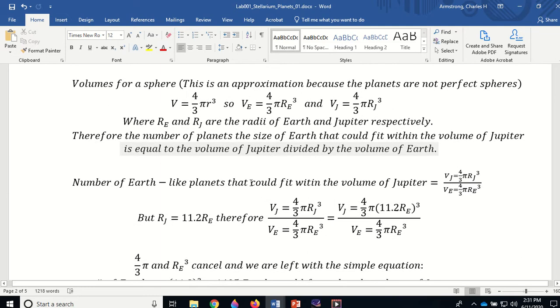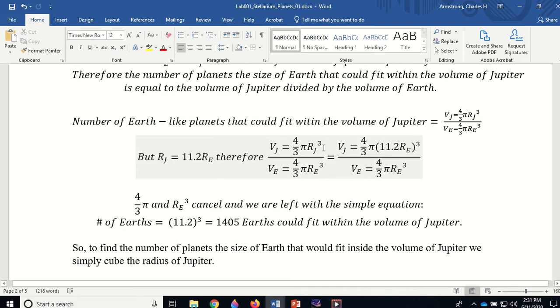You simply take the volume of Jupiter, and you can approximate Jupiter's volume by using the equation for a sphere. It's not a perfect sphere, but we don't want to get that mathematically involved. All right, so all you simply do is take the volume of Jupiter and divide it by the volume of the Earth. Okay, and that tells you how many of these volumes would fit into that volume.